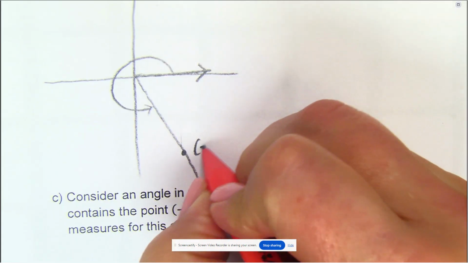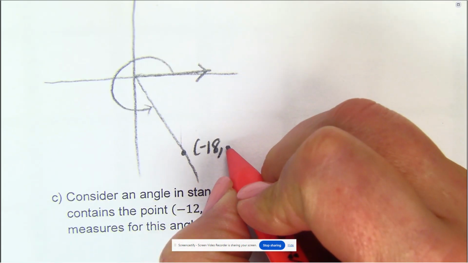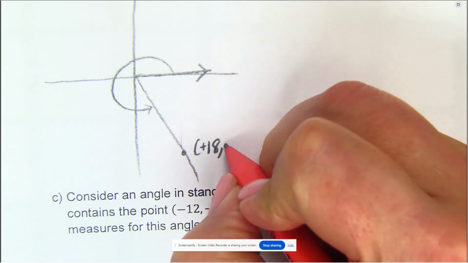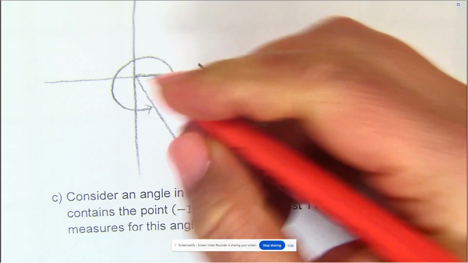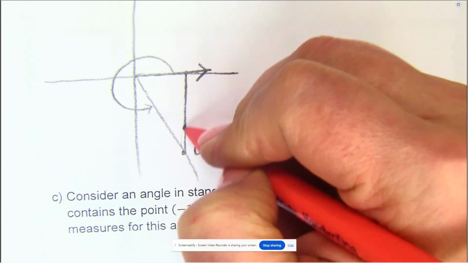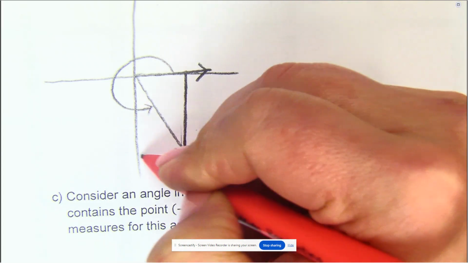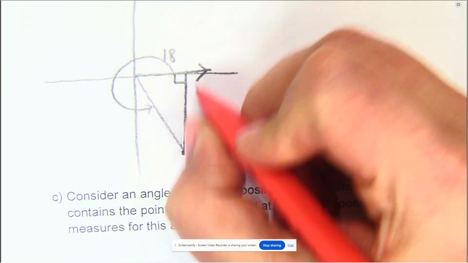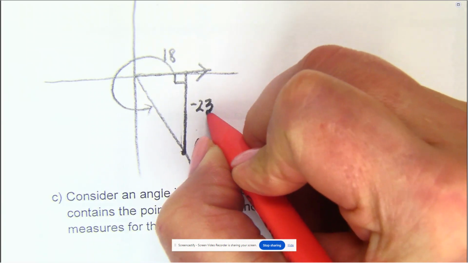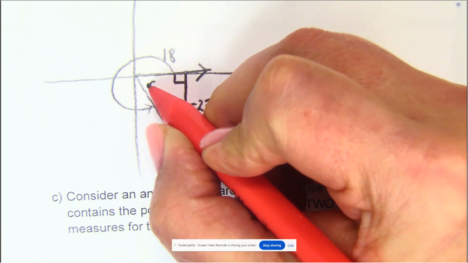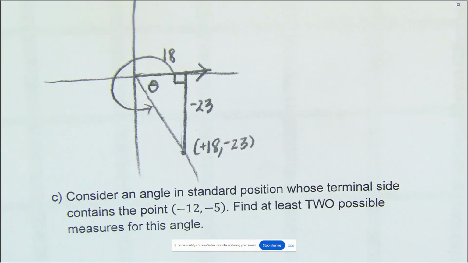Right? 18, -23. So I'm going to make a triangle out of that. You always make your triangles down to the x-axis, not over here. Right? This is 18, and this is a -23. Now, I can't find this angle right here, but I can find this angle right here that it makes with the origin.